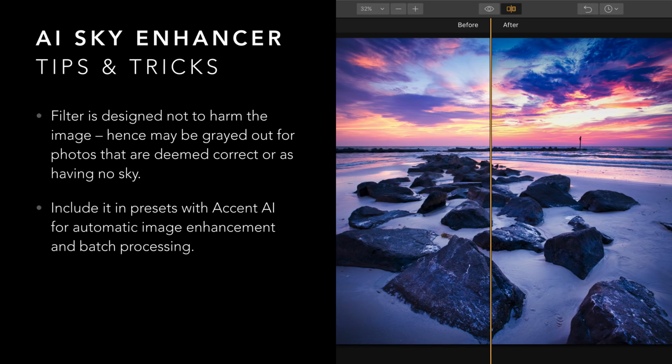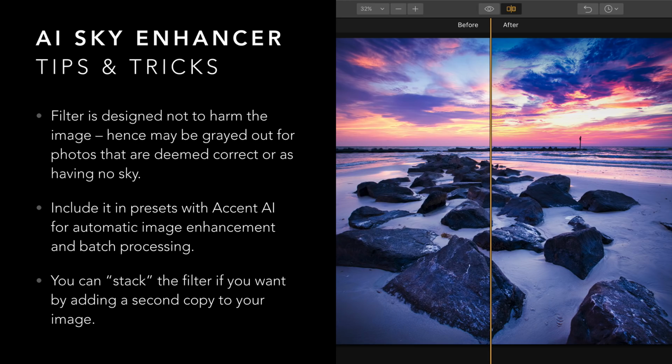Feel free to include AI Sky Enhancer in any presets or Luminar looks that you build. This is great along with Accent AI, and you can use this for batch processing photos or quickly fixing images. You can also stack the filter if you want by adding a second or third copy for a particularly tough photo. Let's take a look at a couple more pictures.